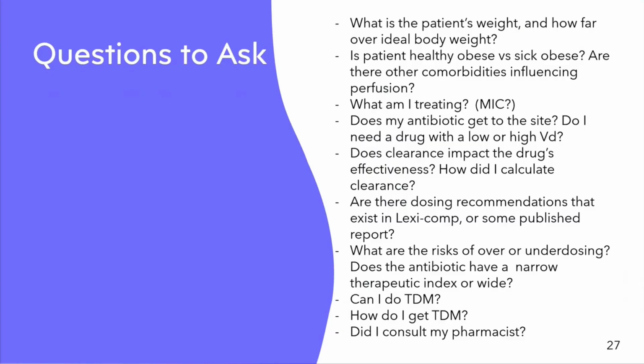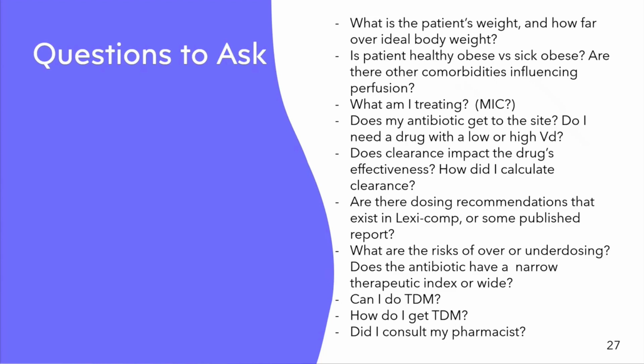So then, wrapping up today, what do I do with all this information? How do I ask myself these questions and approach patients? This is what goes through my head as a pharmacist when it comes to coming up with an individual regimen for a patient. Obviously right off the bat, what's the weight? How far are they over the ideal body weight? Is the patient healthy obese or sick obese? Are they young? Do they have a lot of comorbidities? Do I have to take into account hypertension, diabetic nephropathy, poor vascular blood flow? Do they have comorbidities influencing perfusion?